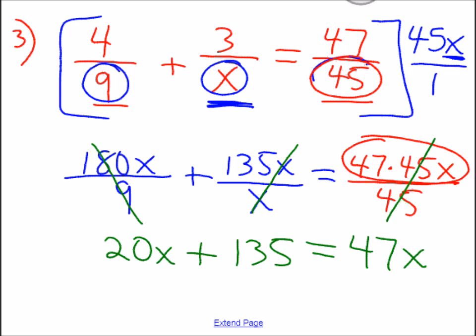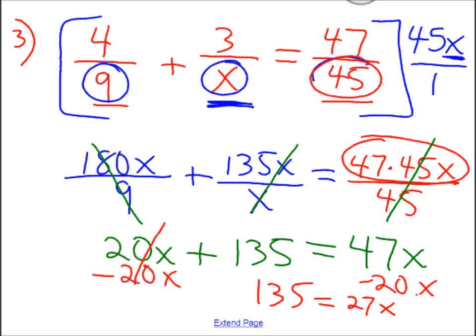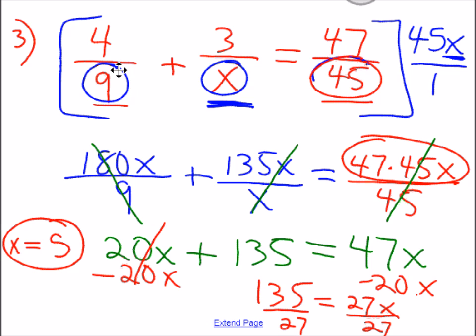So we actually have two variables now. So now I have to get the variables on the same side by subtracting 20x. So we have 135x equals 27. And if you divide both sides by 27, you will get an answer of x equals 5. You may have to write that one out to check it, or just simply use your calculator. But if we write it out, you can see we do get 135 back. So x is positive 5.